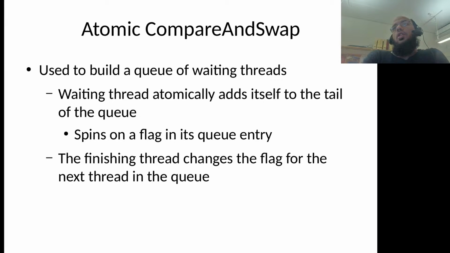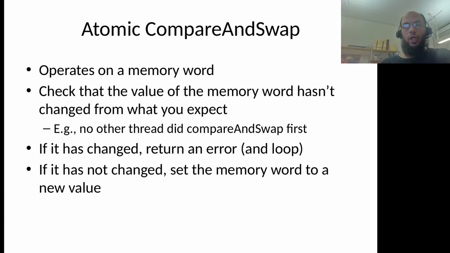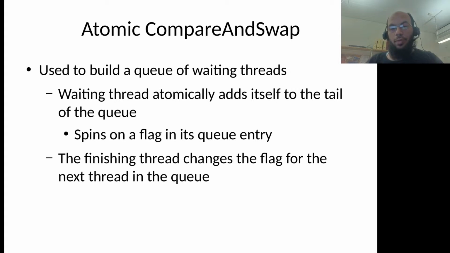The way it's used to actually build MCS locks is that you use it to build a queue of waiting threads, and waiting threads add themselves to the tail of the queue and spin on a flag in their queue entry. So it keeps spinning on some word that is designated for it. And of course, right here I talk about if it has changed, return an error, but then you can always have the not in your if, for, or while. So have the exclamation mark basically.